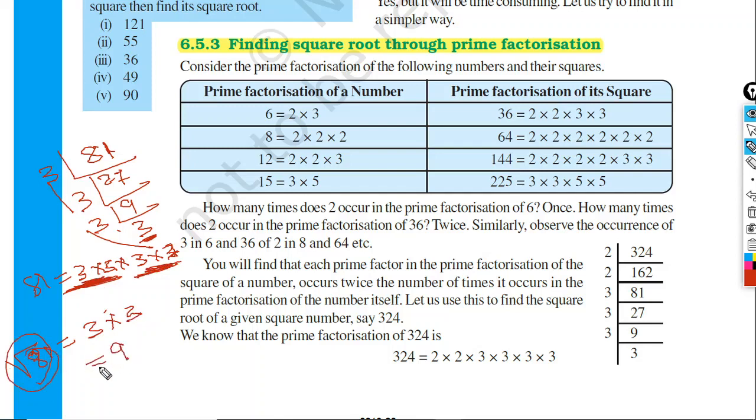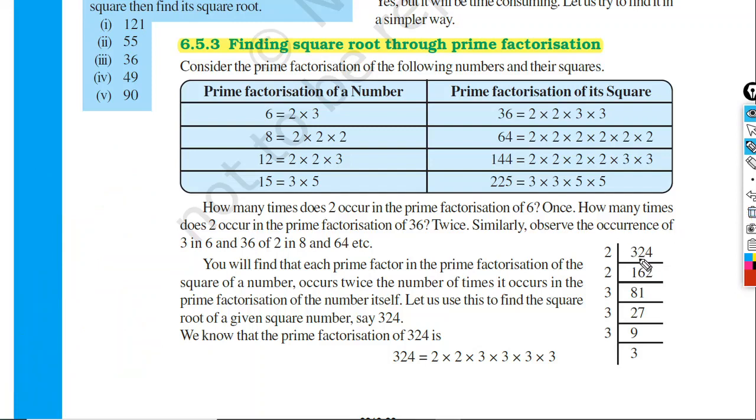So the square root of 81 is equal to 9. Similarly, there is another example, the square root of 324. Now we have to find the prime factors: 2, 162, again 2, 81, 3, 27, 3, 9, 3, 3. Now 324 can be written as 2 into 2, 3 into 3, 3 into 3. Now you can see there is one pair of 2, one pair of 3 and again one pair of 3.